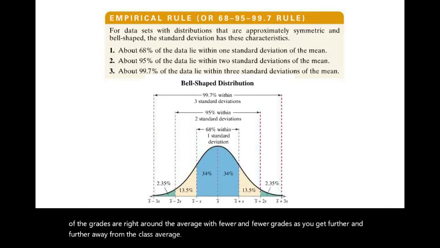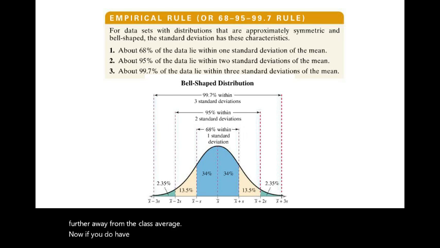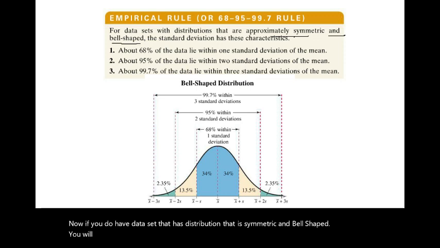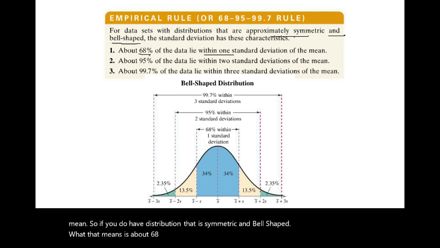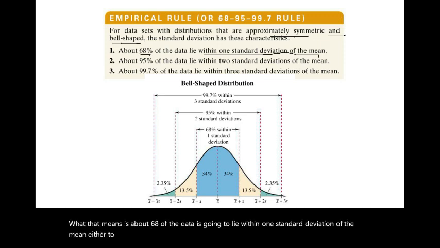Now, if you do have a data set that has a distribution that is symmetric and bell-shaped, you will know a certain percentage of the data will lie within given standard deviations of the mean. So if you do have a distribution that is symmetric and bell-shaped, about 68% of the data is going to lie within one standard deviation of the mean, either to the left or to the right. And what I have here is a drawing to illustrate that. So here is a bell curve. It is symmetric and bell-shaped.